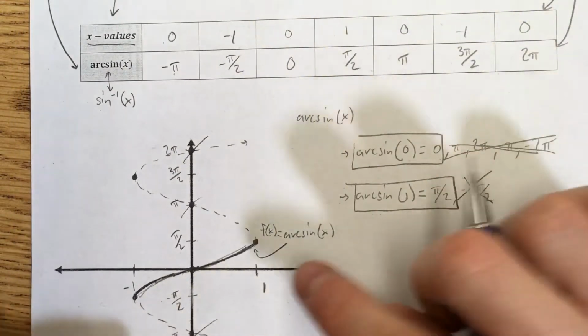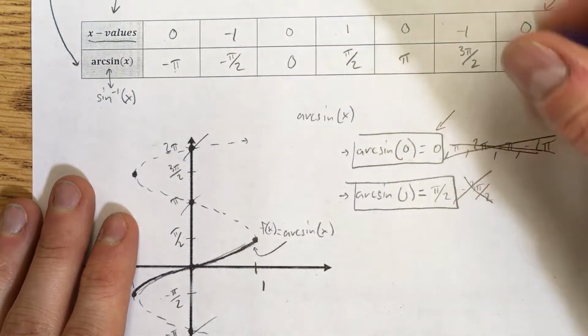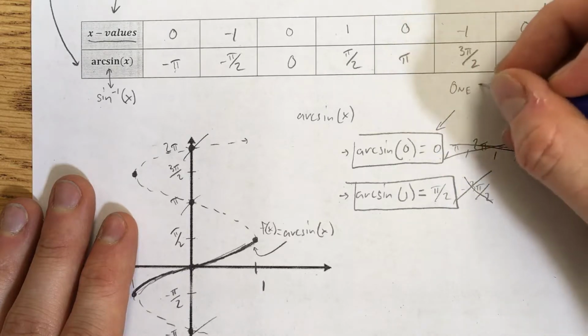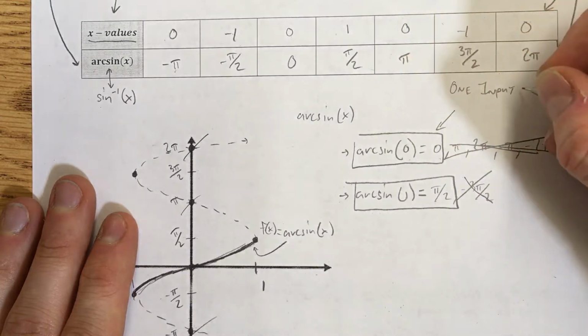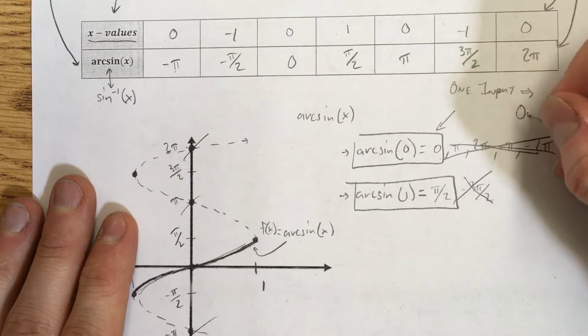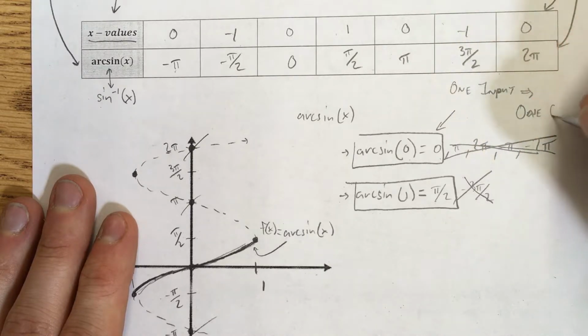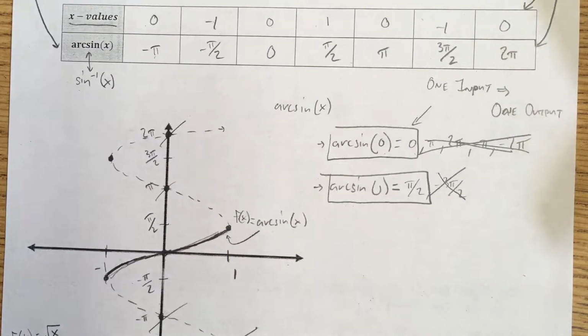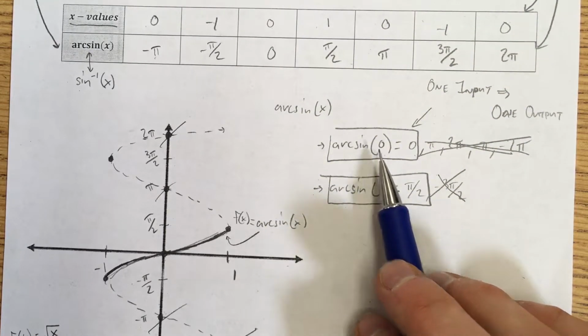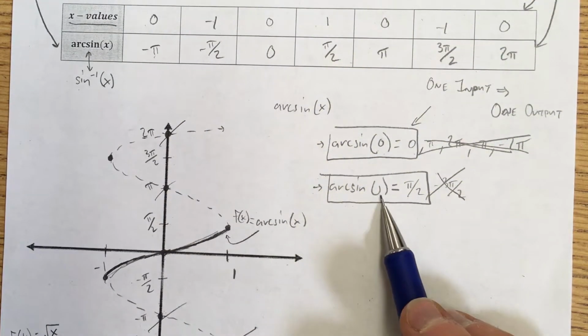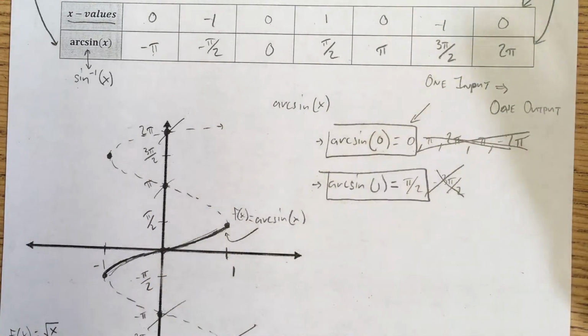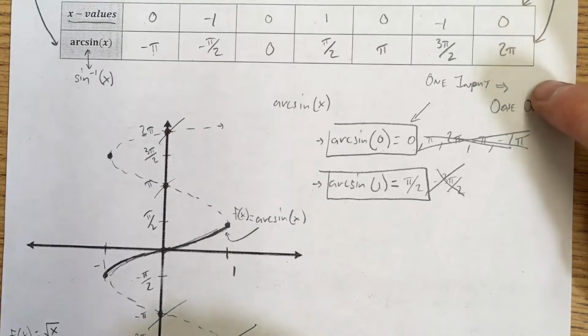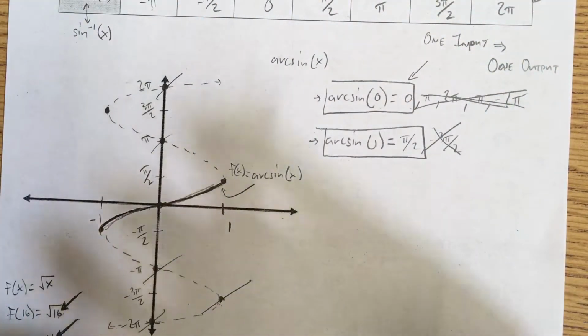So in taking this shortened piece, what's happening is if we have one input, then we will get one output every single time. And that's really what we want here. We want one input, one output. If I plug in 0, I get 0, nothing else. If I plug in 1, I get pi over 2, nothing else. Okay, whew, man, a lot's going on.